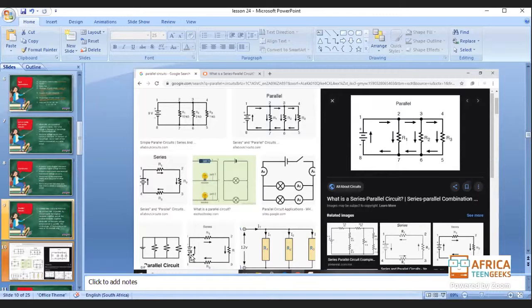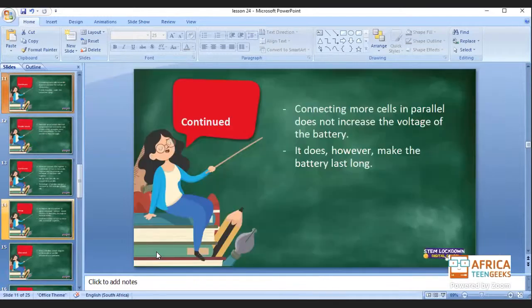If they say to you, draw a parallel cell with, let's say, 3 resistors, you will draw something like this. And then they will tell you how many cells we have. So we see here, they also just told us that we have a 12 voltage battery here. They didn't tell us how many cells we have. But now I'm sure as a grade 9 learner, you can see the difference between a parallel cell and a cell connected in series. Let us continue.